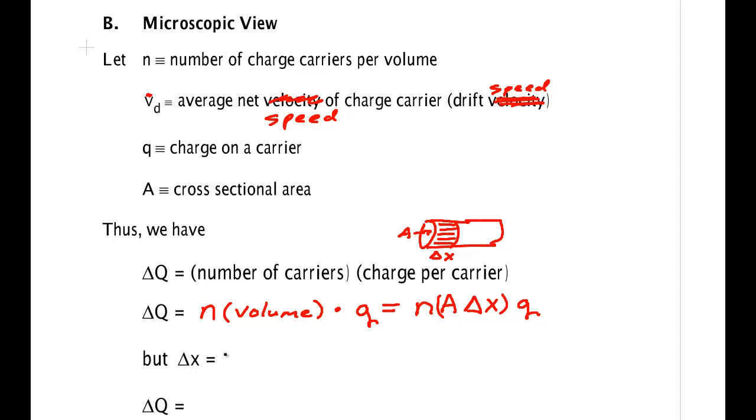But delta X would be equal to the speed times delta T. This is back from mechanics. In essence, we're saying not accelerated, moving at a constant velocity, then V delta T is equal to delta X. We put that up in here, and we get N times A times this V drift times delta T times Q.